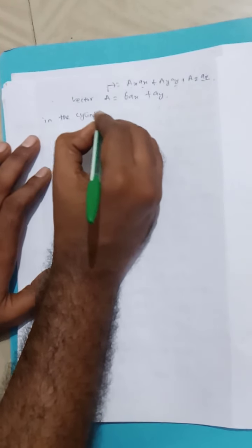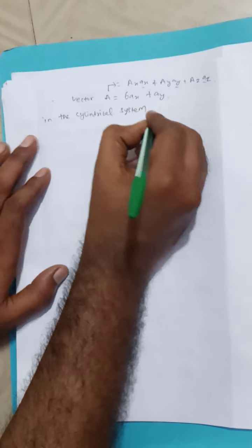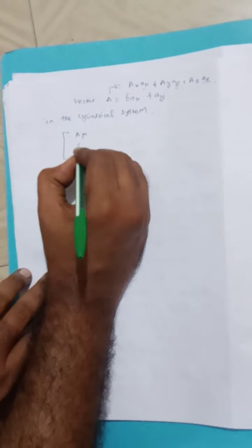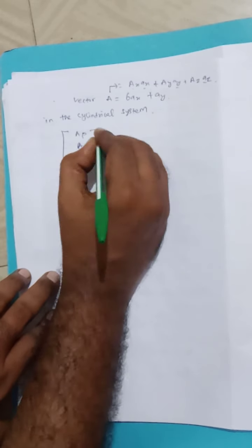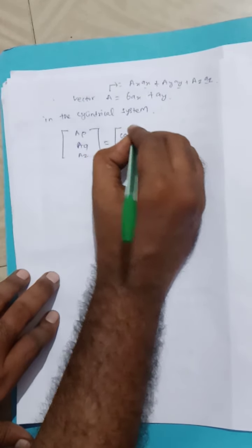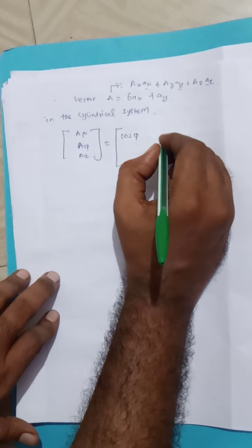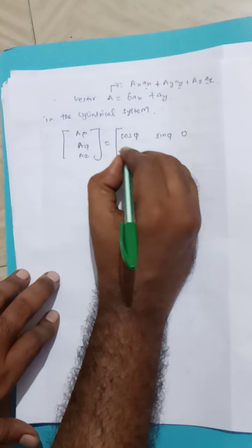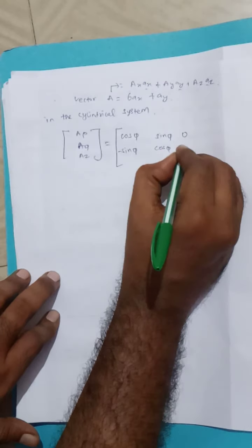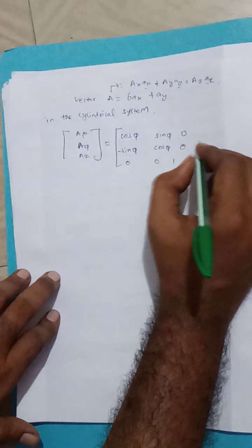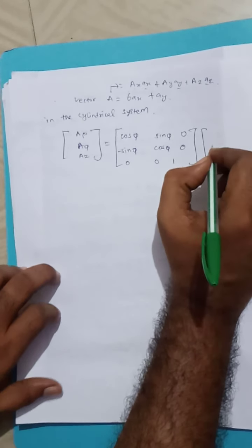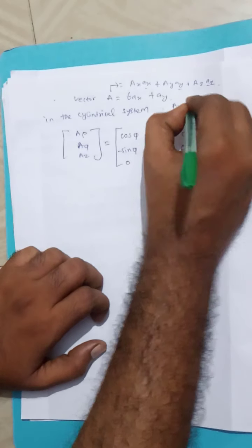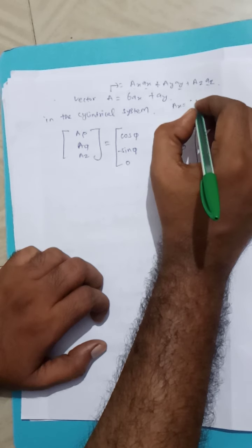So for the cylindrical system, I have this formula for A_rho, A_phi, A_z. I have already shared the material also, on the conversion of Cartesian coordinates. Please check it if you have any doubt. So this is the formula already given: cos phi, sin phi, 0; minus sin phi, cos phi, 0; 0, 0, 1. Then this column will be your A_x, A_y, A_z.